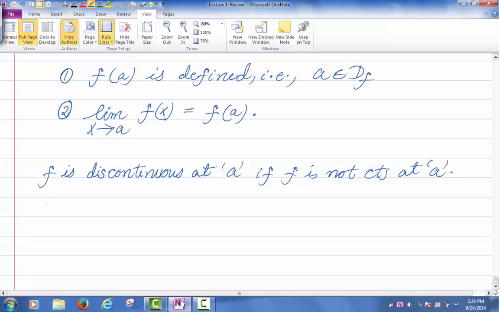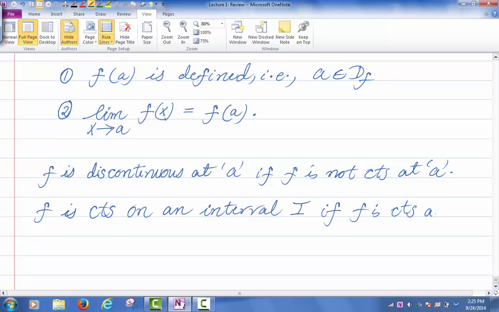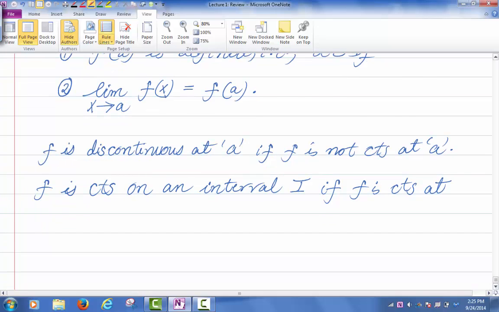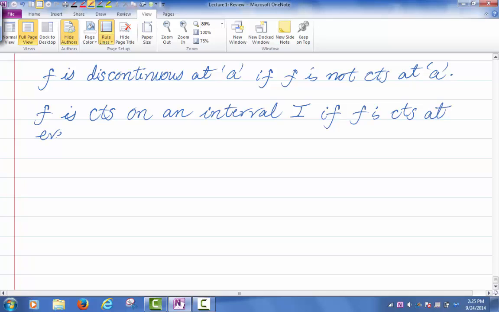Okay, we are also going to use a couple of other terminologies. f is continuous on an interval I if f is continuous at every number a inside of I. Okay, so f is continuous on the entire interval of numbers if it is continuous at every single point inside that interval.